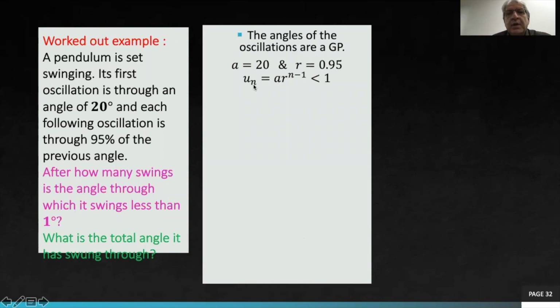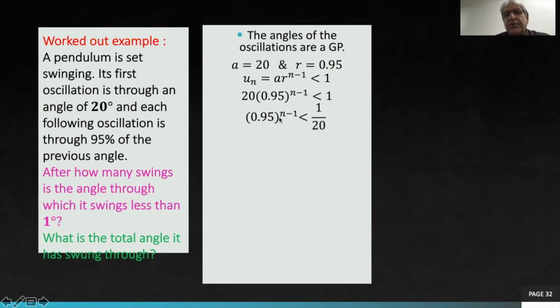Now, we want to know after how many terms this is less than 1 degree. Therefore, this is a r to the power of n minus 1. Okay, we can just substitute. a is this much, r is this much, to the power of n minus 1 should be less than 1. So I will divide by 20, then I'm going to get 0.95 to the power of n minus 1 is less than 1 over 20.